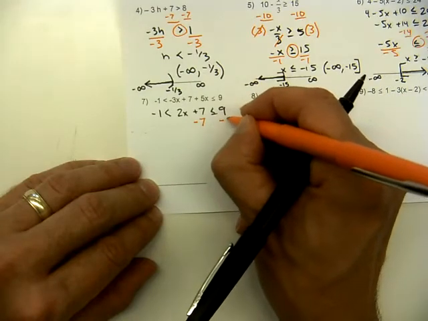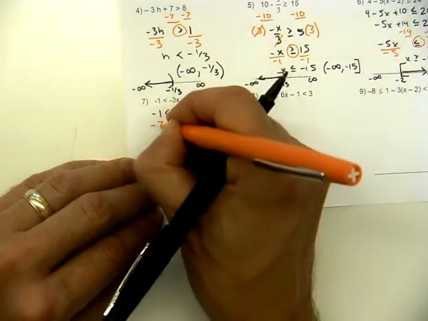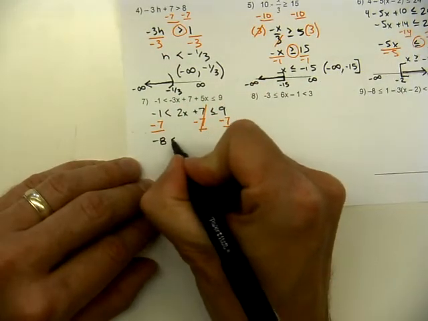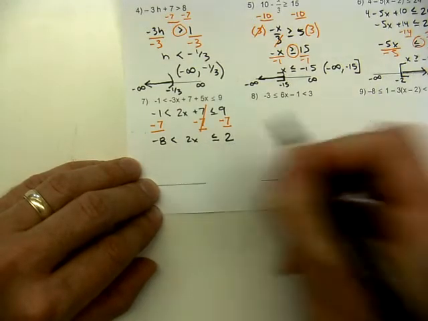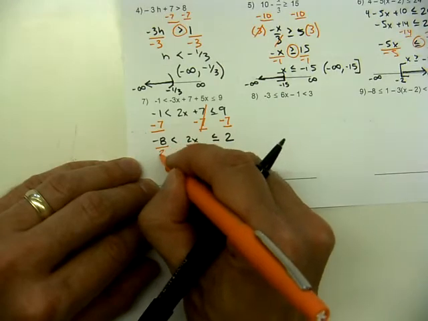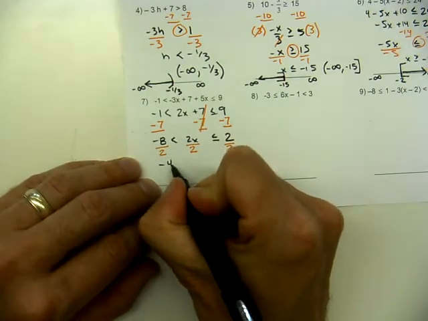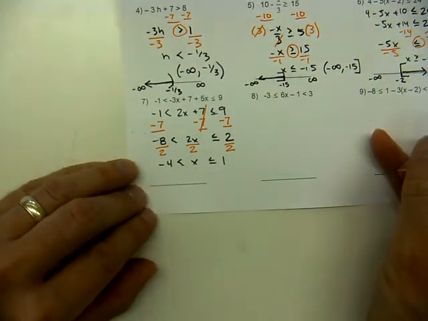Remember that when you're doing this, you have to subtract that 7 on the right side as well as on the left side. And so we have negative 8 on the left, less than 2x, which in turn is less than or equal to 2. Now we'll divide away the coefficient of 2. So remember, you have to divide that on the left side, divide that on the right side, and we get a negative 4, less than x, less than or equal to 1.